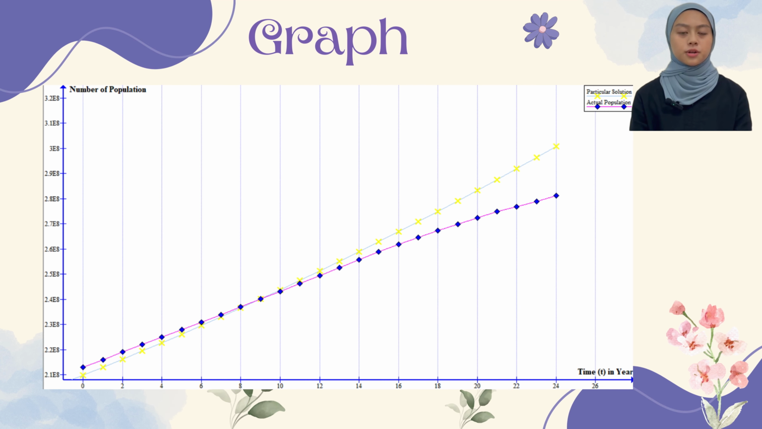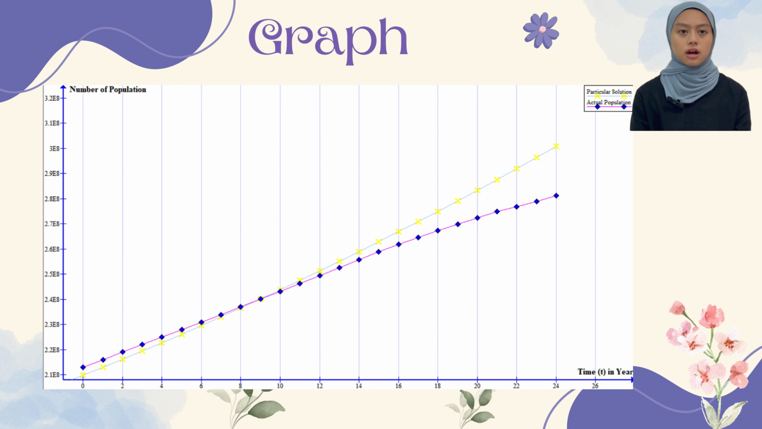The graph illustrates the comparison between a particular solution derived from a Malthusian model and the actual population data over a span of 25 years. The vertical axis represents the number of population in scientific notation, while the horizontal axis shows time in years. The yellow line marked with crosses indicates the particular solution, which is a theoretical prediction based on an exponential model. In contrast, the blue line with diamond markers represents the actual recorded population data.